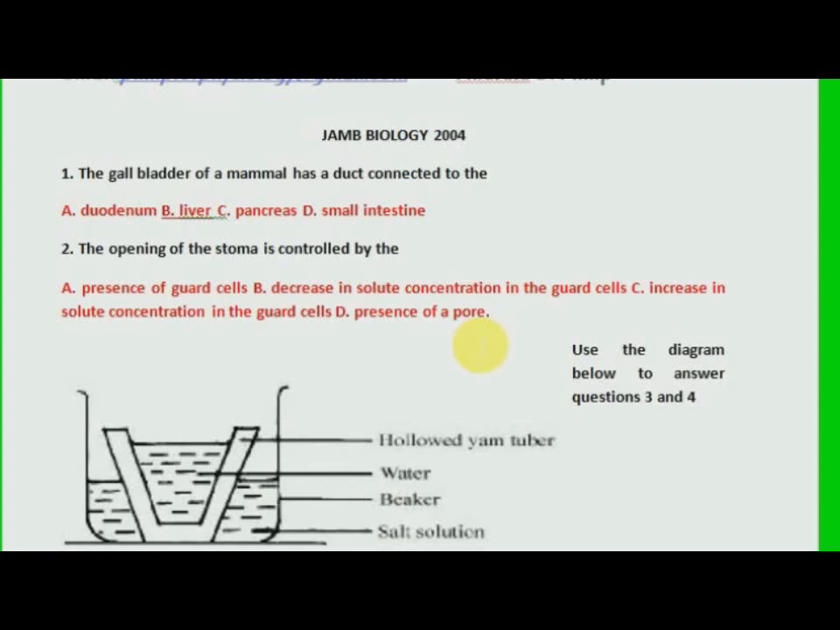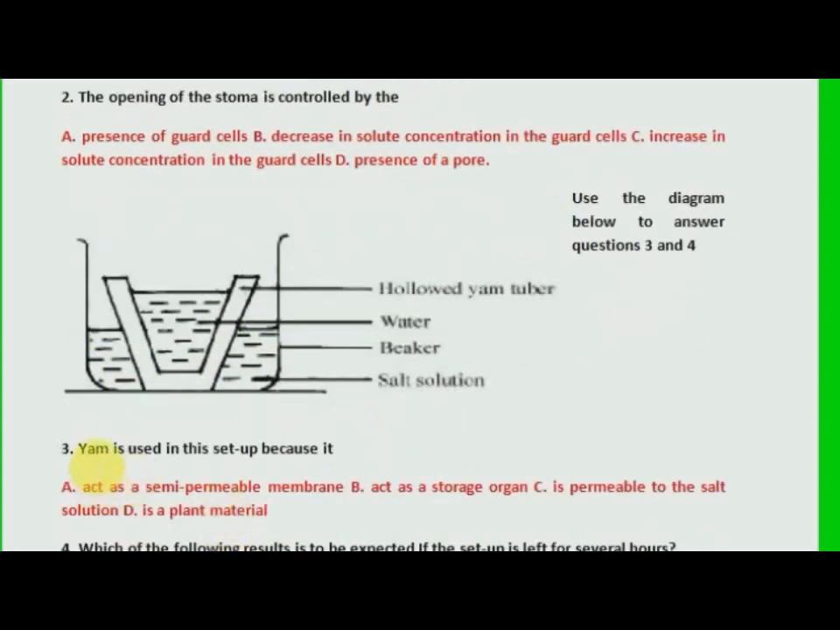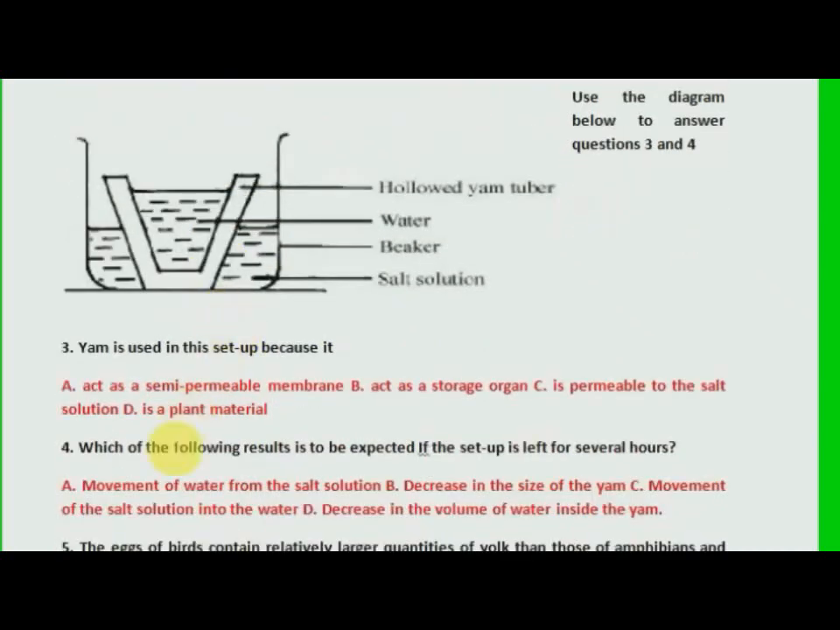All right. This question number 3 is just buttressing what we have here. Now this is the semi-permeable membrane, which is your purple. The question says yam is used in this setup because of what? It acts as a semi-permeable membrane. Anytime you hear the word semi-permeable, it means it allows only solvent to pass through, not solvent and solute, because we don't want our solute to pass through. Now, which of the following results is expected if the setup is left for several hours?